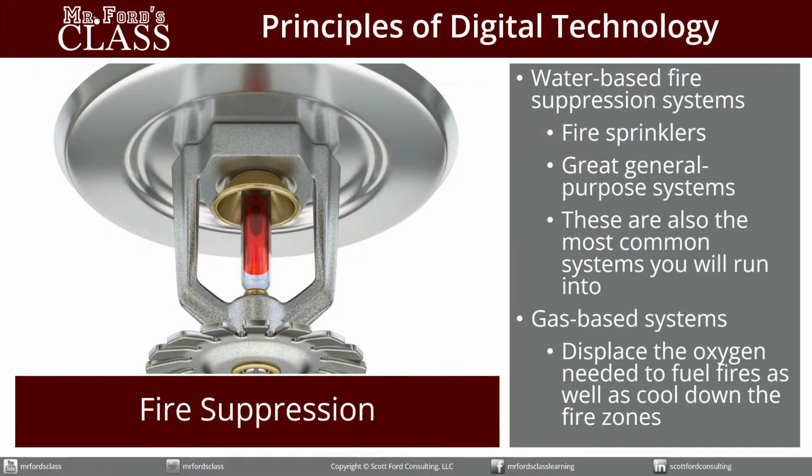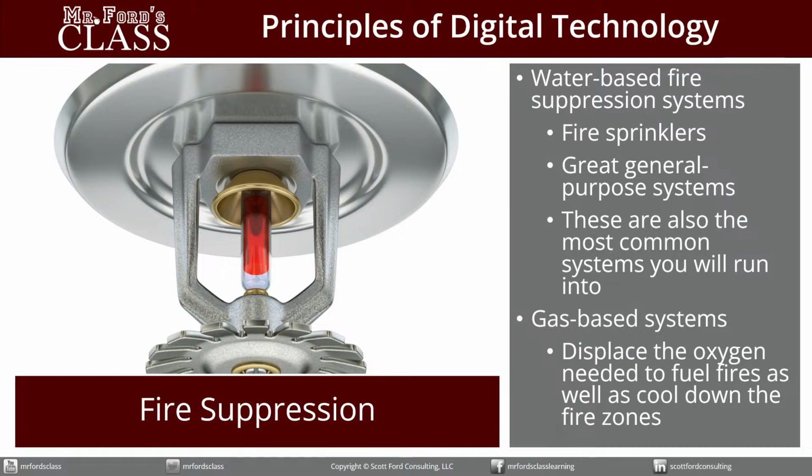Then we also have fire suppression. So the fire alarm goes off, there's a fire. Now we want to try to stop the fire, because that would be a good idea. And we have water-based fire suppression systems. The most common one is the fire sprinklers, right? You see them up in the ceilings. They are great general purpose systems. They are also the most common systems you'll run into. I'm in the classroom right now, and we have water-based fire sprinklers. You go to apartment buildings, malls, a lot of places. If they have sprinklers, chances are they are water-based.